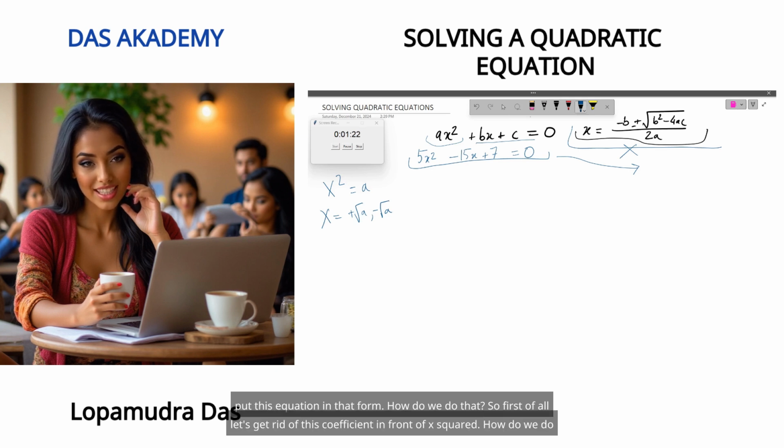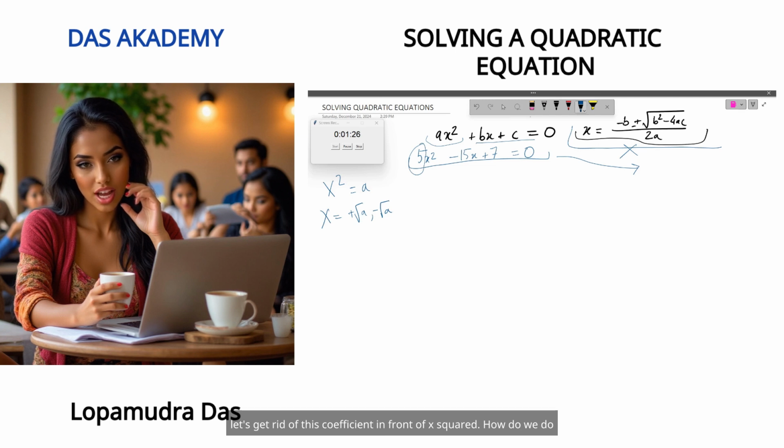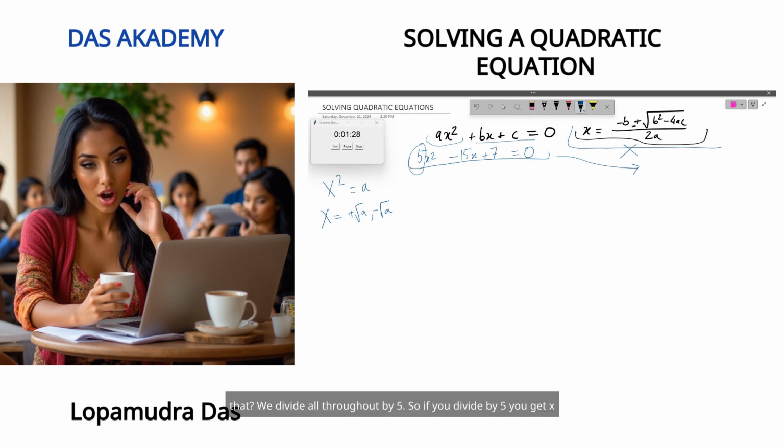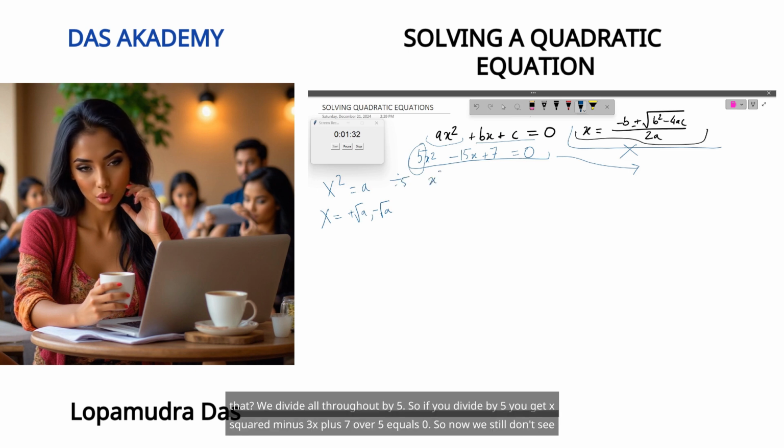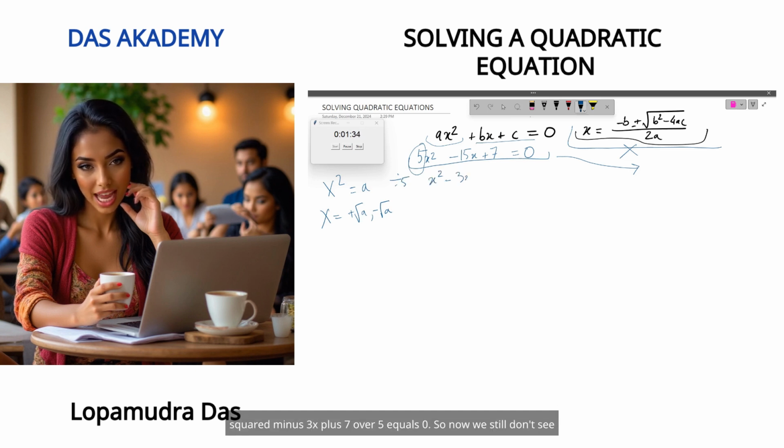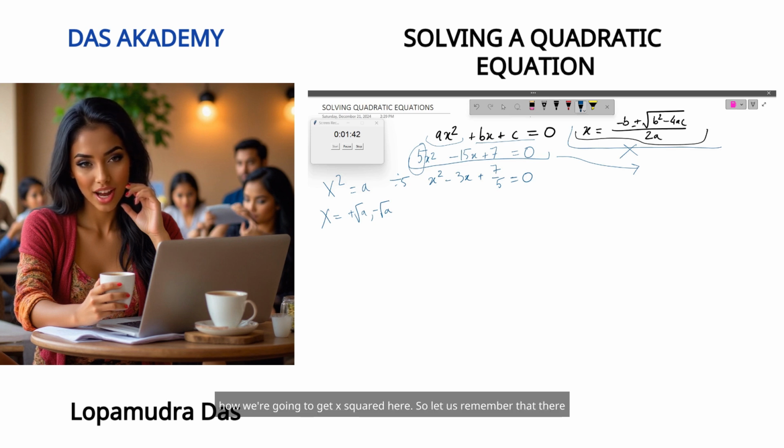So first of all, let's get rid of this coefficient in front of x squared. How do we do that? We divide all throughout by 5. So if you divide by 5, you get x squared minus 3x plus 7 over 5 equals 0. So now we still don't see how we are going to get x squared here.